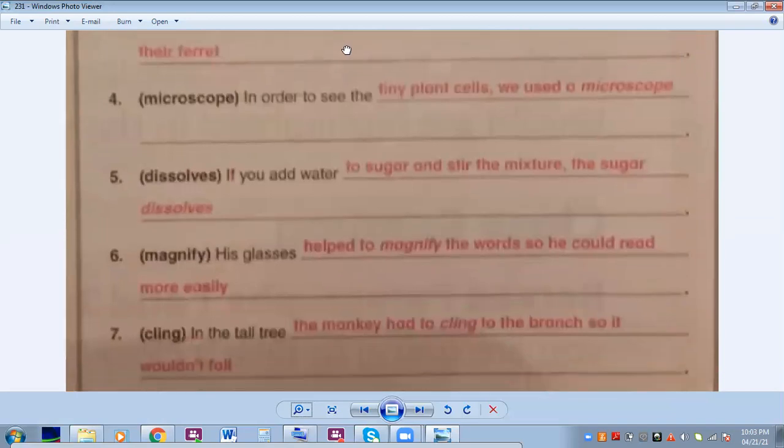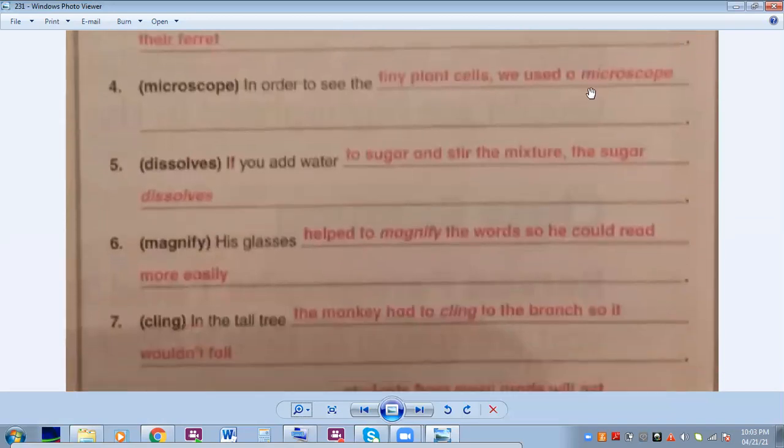Microscope. In order to see the tiny plant cells, we use the microscope. You remember the microscope is the tool that we use in the lab to magnify things. Magnify. What does magnify mean? To make something larger. His glasses helped to magnify the words so he could read more easily.